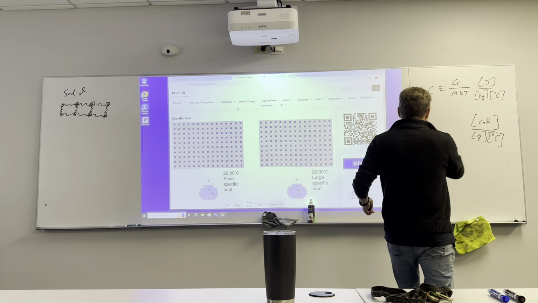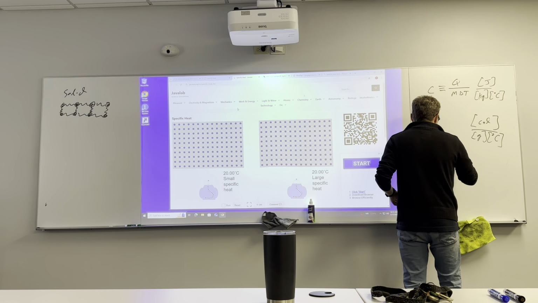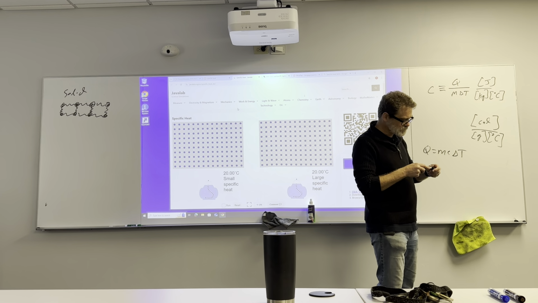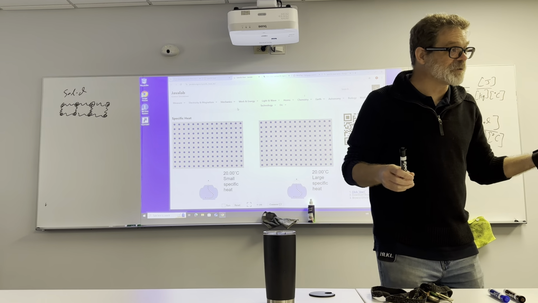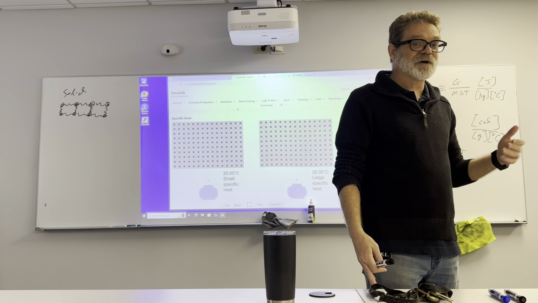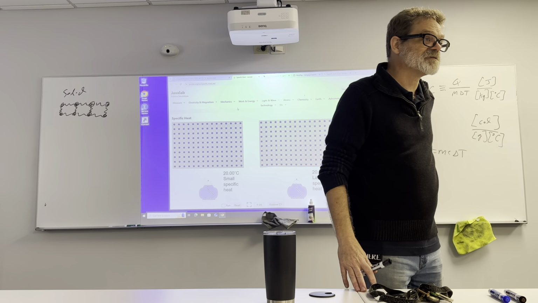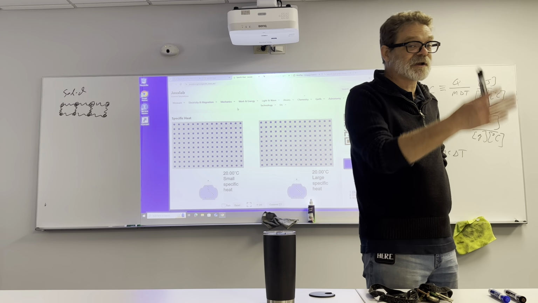The way we usually write the formula is Q equals m c delta T. That's how we use it. Okay, according to this formula, heat can be positive or negative. Right? When is heat positive? How do you calculate delta T?